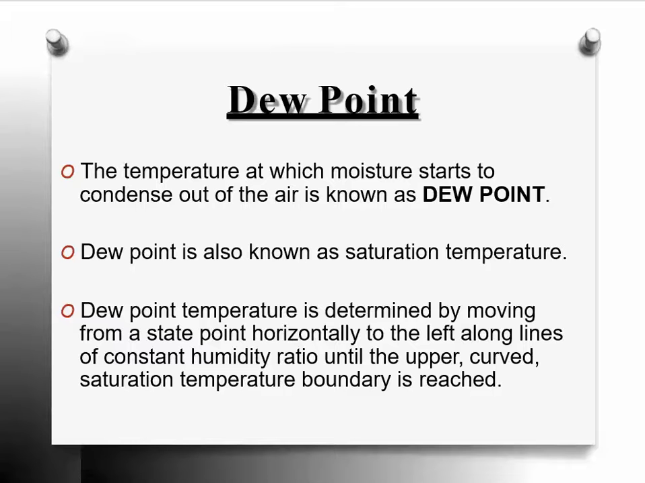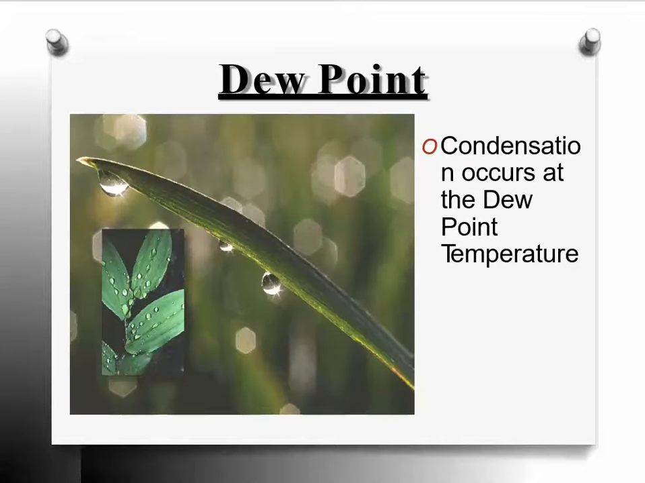The dew point is the temperature at which moisture starts to condense out of the air. It's called the dew point. Dew point is also known as saturation temperature, as the temperature is determined by moving from a state point horizontally to the left along lines of constant humidity ratio until the upper curve and saturation temperature boundary is reached. Condensation occurs at the dew point temperature.